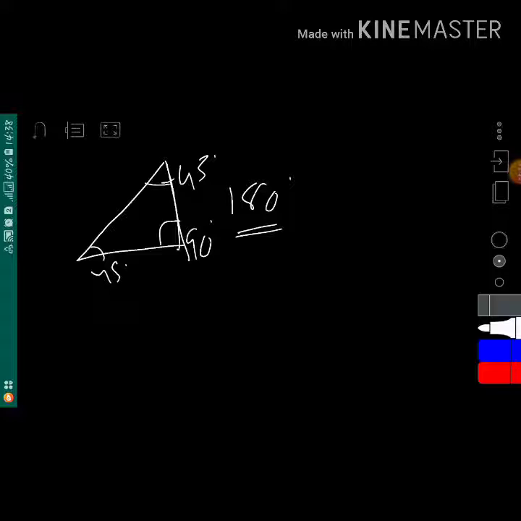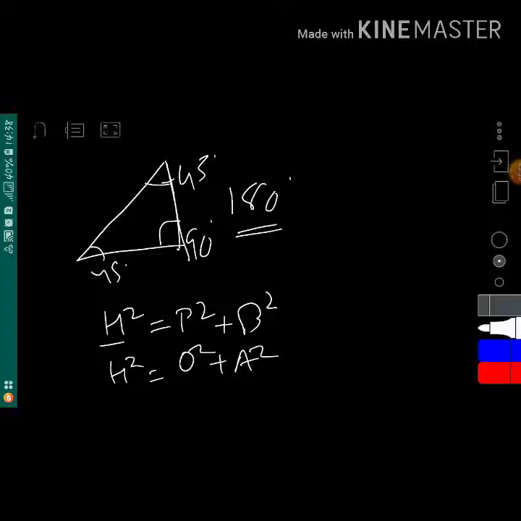You have learned the Pythagoras formula, right? Hypotenuse square is equal to perpendicular square plus base square. When we learned our first triangle in part 1, we learned opposite and adjacent. Hypotenuse square is equal to opposite square plus adjacent square. That's all, this will be your formula.